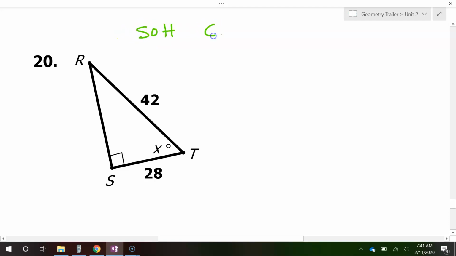SOHCAHTOA again. All right, where is the hypotenuse? It is across from the 90-degree angle, so this will be the hypotenuse right here. Next, circle the angle that you're dealing with, even if it is a variable. Draw an arrow going away from the angle, so that makes this the opposite side. So that means this must be the adjacent side.